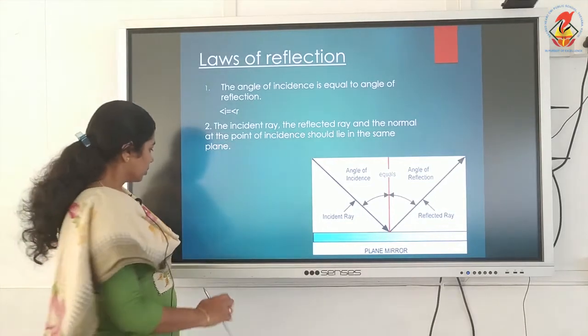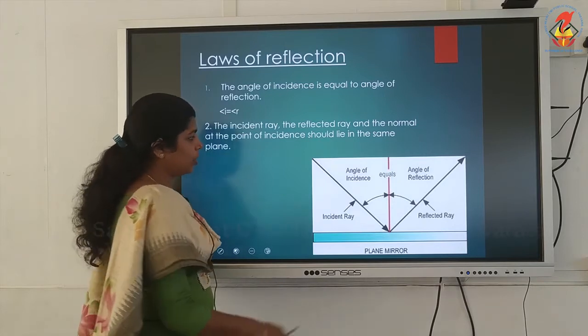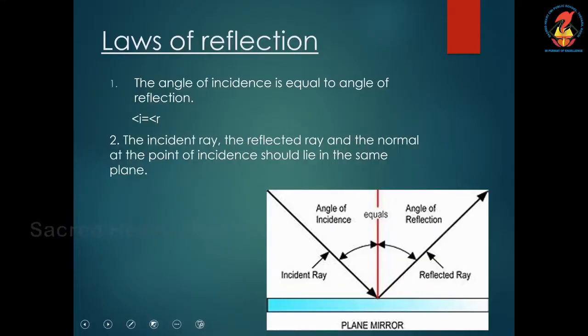Then suppose this angle, the angle of incidence, is 30 degrees, that is the angle between the incident ray and the normal is 30 degrees. What will be the angle of reflection? Angle of reflection is also 30 degrees.